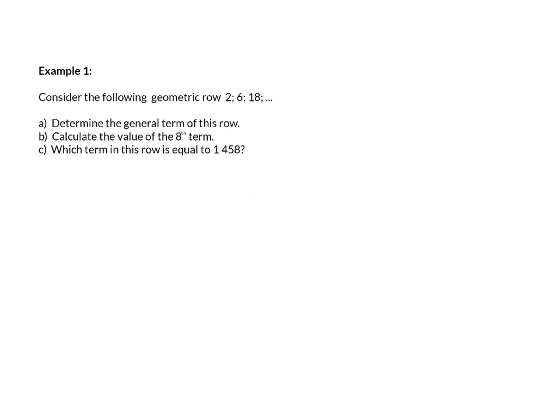Let's have a look at a few examples. Example 1. Consider the following geometric sequence: 2, 6, 18. Now, when you do calculations on series and sequences, it helps if you start off with writing what you already know. We know that the first term, which is a, is 2 in this case. It's a geometric sequence, so we can go and calculate r, the constant ratio, which is term 2 divided by term 1, or term 3 divided by term 2, and in this case that will be 3.